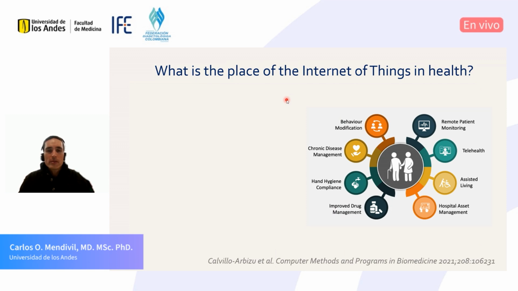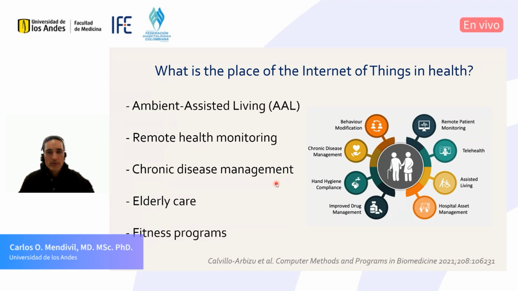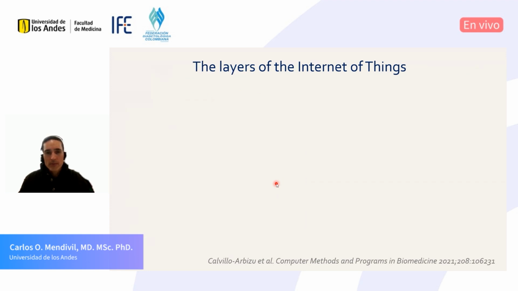Now, what is the place of the IoT in health? Of course, there are many potential applications, but so far, most of them have been concentrated in the following areas: ambient assisted living, so remote health monitoring, mostly for older patients or very young patients, chronic disease management in general, and elderly care, which is associated with the first. So it has a lot of room to expand, but in general, these are the areas where it has found most applications. Of course, then in fitness programs as well.